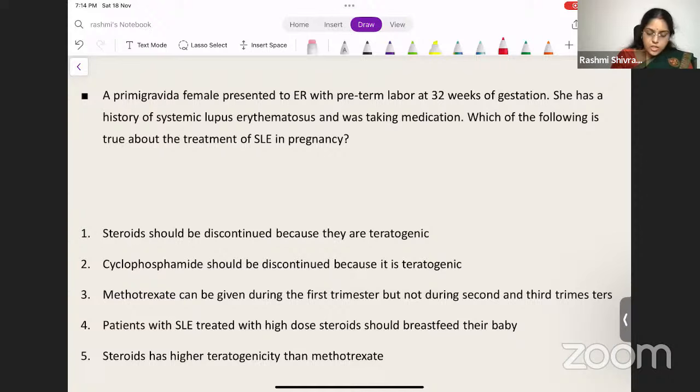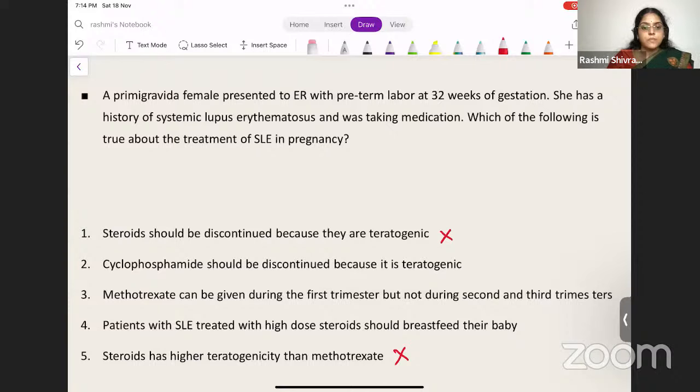So steroids should be discontinued because they are teratogenic, that is wrong. We all know that methotrexate is a teratogenic drug, so steroids don't have a higher teratogenicity than methotrexate. This option is also wrong. Now we are left with three options. Cyclophosphamide should be discontinued. Methotrexate can be given during the first trimester, but not during the second or third trimesters. Patients with SLE treated with high dose steroids should breastfeed their baby. So what is the answer?